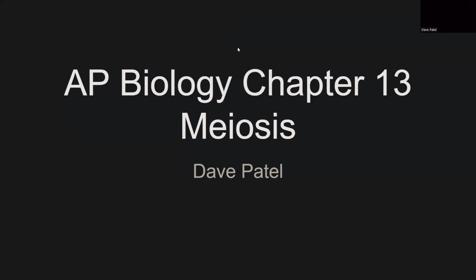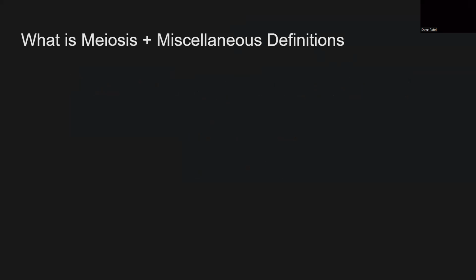Hey everyone, this is my AP Biology Chapter 13 review, which is going to cover meiosis and the methods of genetic variation that happen during meiosis, like independent assortment and the other two. So first, it's important to go over generally what meiosis is and some miscellaneous definitions.